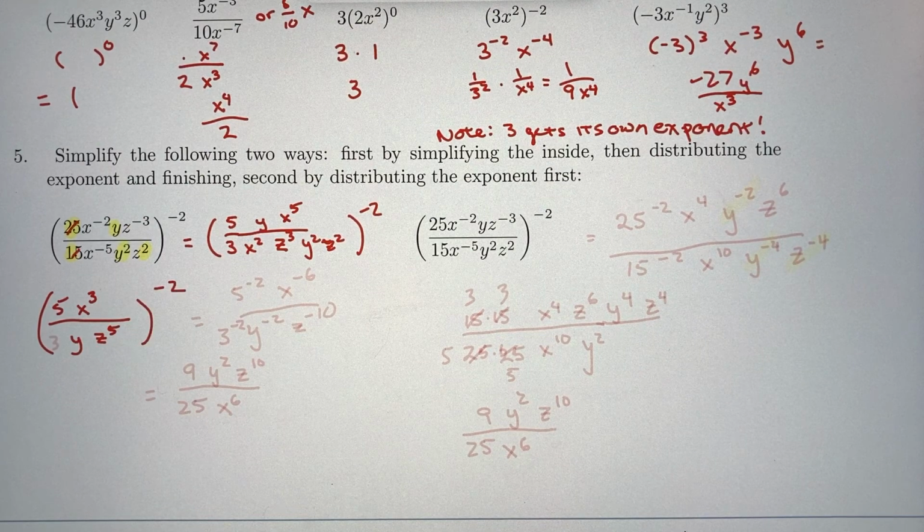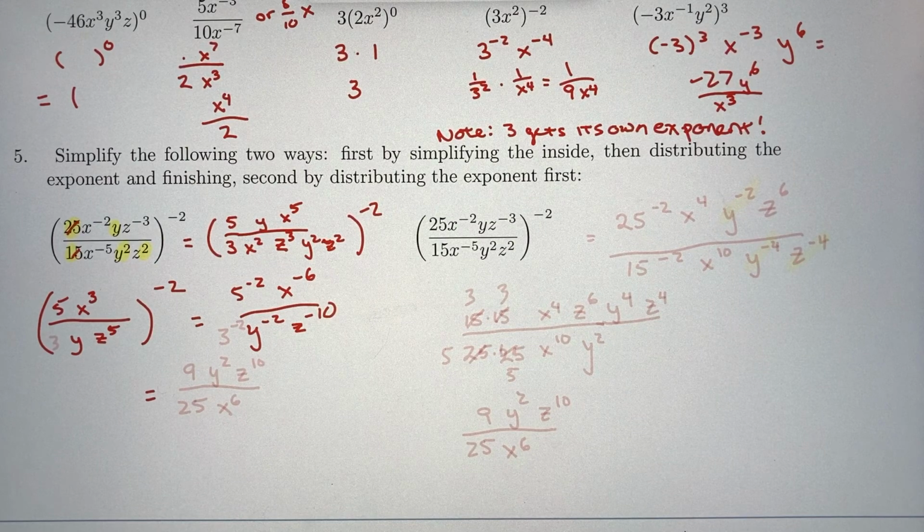Okay. Now this is not very efficient. I'm going to suggest that what you probably want to do is distribute first, because it's usually more efficient. But I just wanted to show that you can do it that way. So 5 to the -2, x to the -6, y to the -2, z to the -10.